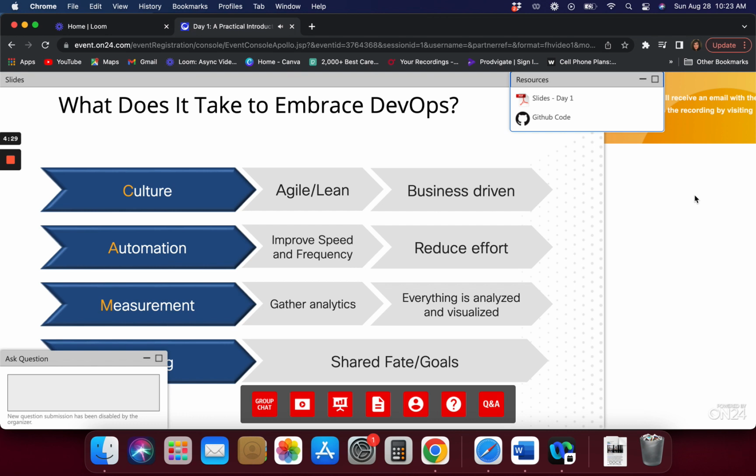If they don't have a shared fate environment where success only occurs when the application is deployed successfully, then you end up with organizations pitching things over the fence between their different groups, and they don't have a consistent strategy. So having a shared fate environment where everyone sinks or swims together is ultimately the best path to success for DevOps.